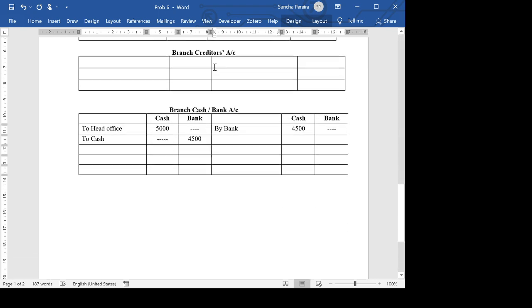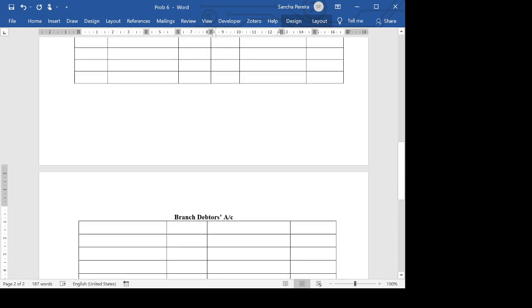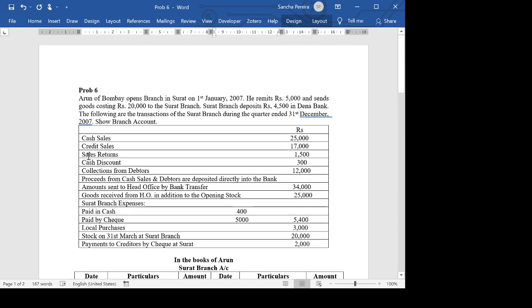Similarly, cash sales surely are not going to come in the creditors account, but cash sales will affect your branch cash or bank account because you're receiving cash. Okay, but one thing that they have told you here, see, cash sales. We'll just leave credit sales for now. Collections from debtors. What they have said is cash sales, collection from debtors on account of both these transactions. You're receiving cash from cash sales and collection from debtors. Collection from debtors is you receive money. What they're telling you is proceeds from cash sales and debtors are deposited directly into the bank.